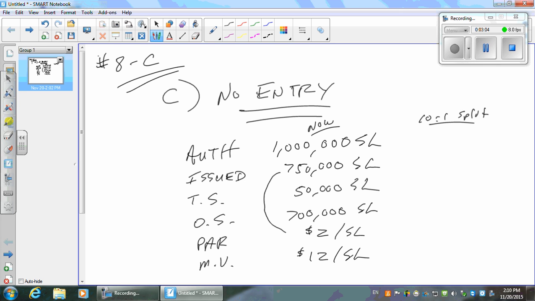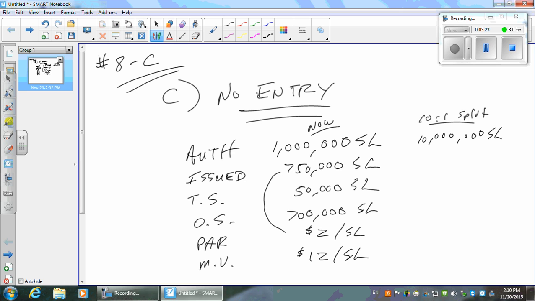Yeah, in splits you do. This is not a dividend. This is a split. There's a big difference. But no journal entry. So the state's going to say, sure, you can do 10 million instead. So this becomes 10 million, okay?